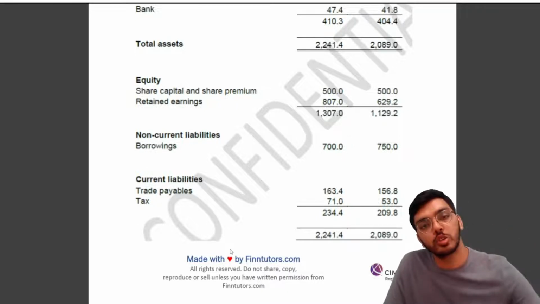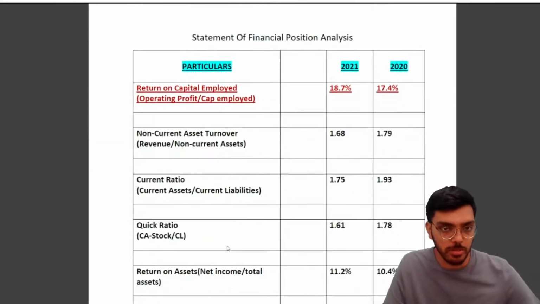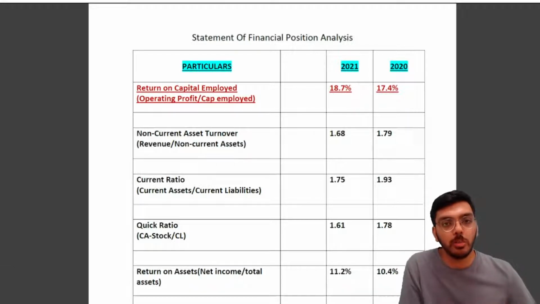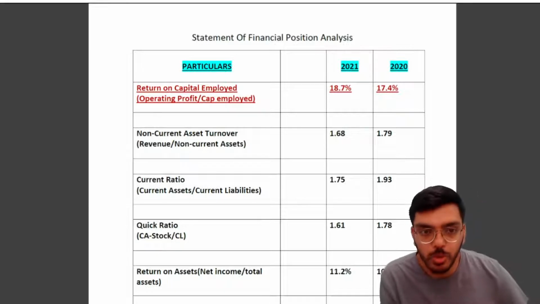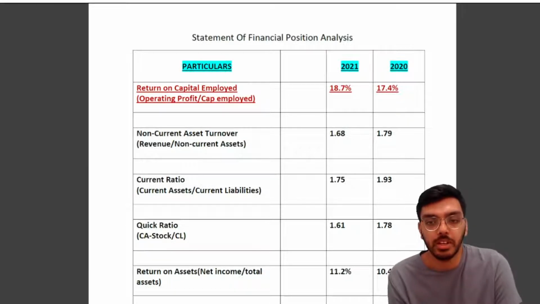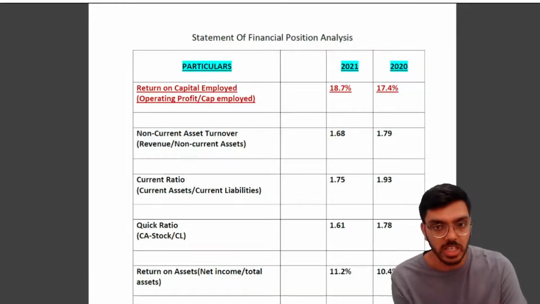Now I have also created an analysis for this part, but our analysis for this part is very, very unique. We'll first talk about the most important ratio, which is the return on capital employed, ROCE.